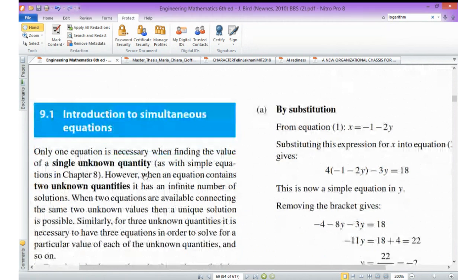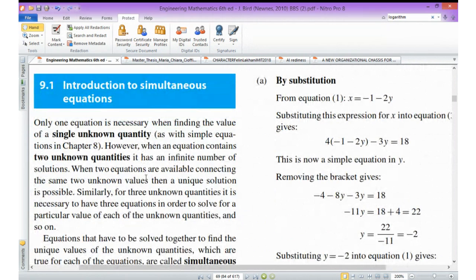So the introduction says that only one equation is necessary when finding the value of a single unknown quantity, like what we've done in the previous content, where we have x alone in the equation. So you don't need more. But if you have two unknowns, x and y, in a given equation, then you'll need two equations to be able to solve that. And that's where we start talking about simultaneous equations.